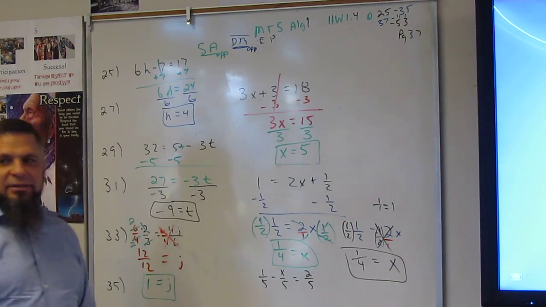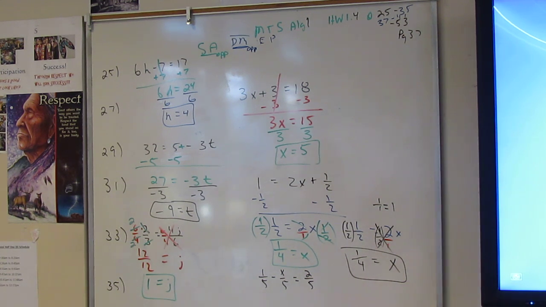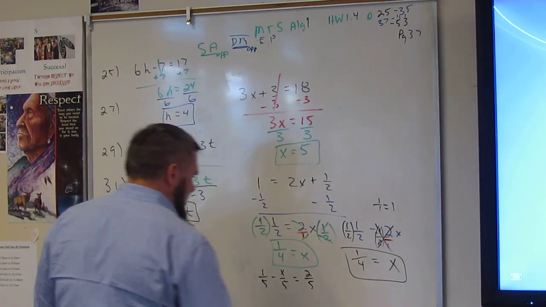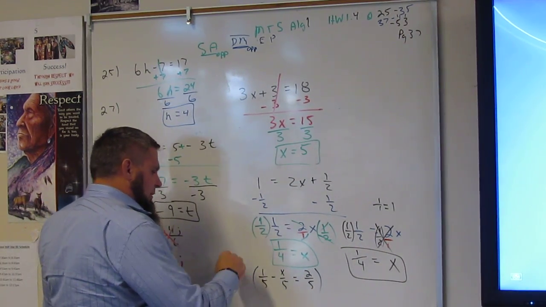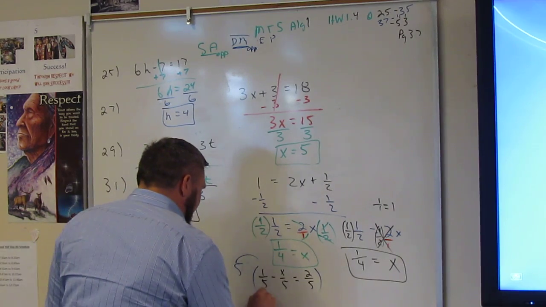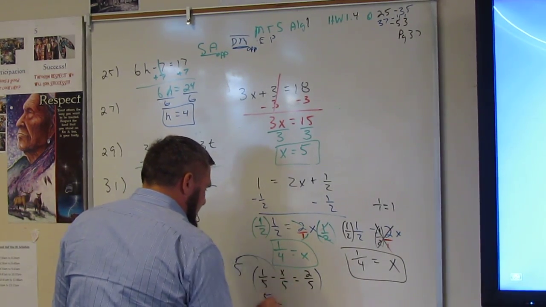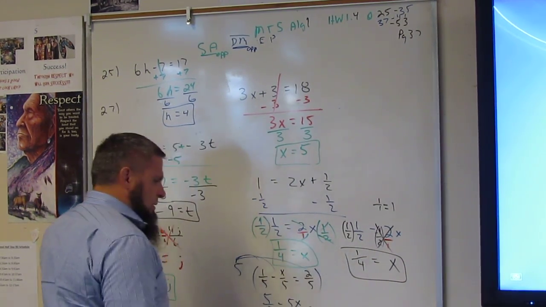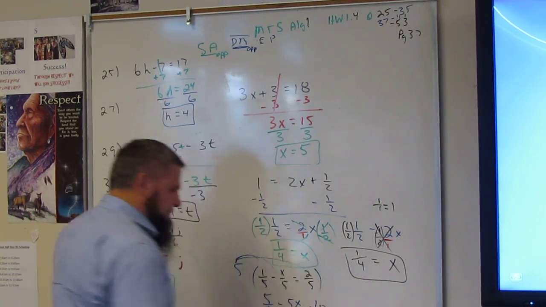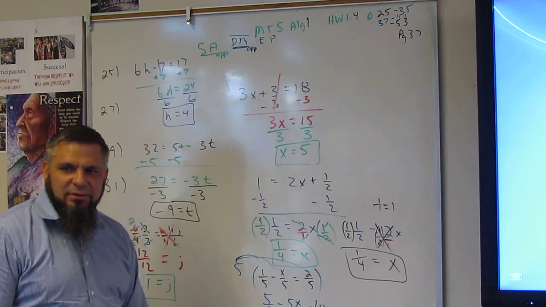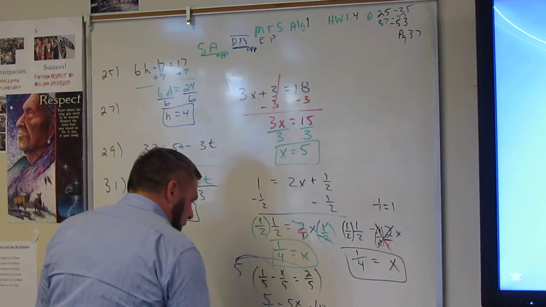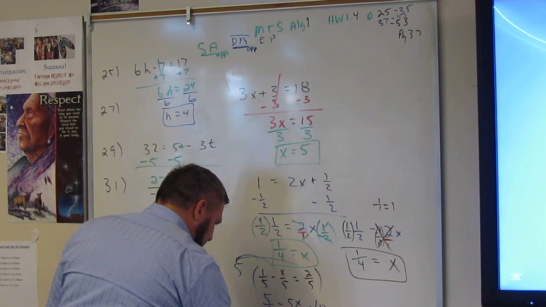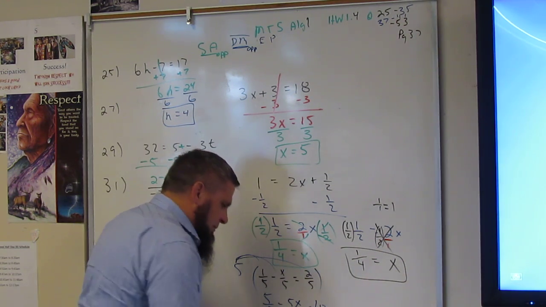Alright, got fractions again. This one, I can deal with fractions, or I can just get rid of them. Literally. If I multiply everything by the common denominator, what's the common denominator? 5. So if I do this, then that's 5 over 5. If I do this, then that's 5x over 5. If I do this, then that's 10 over 5. How many times does 5 go into 5? 1. How many times does 5 go into 10? 2.